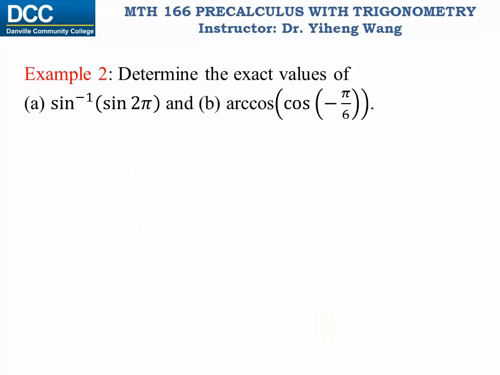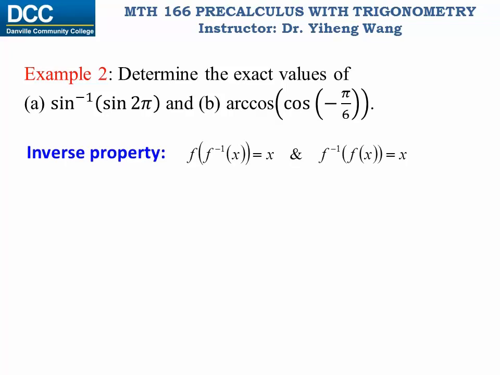Let's look at this example to determine the exact values of these two expressions. If we pay attention to these two expressions, because of their format, we might be tempted to apply the inverse property directly and get 2 pi and negative 6 pi directly as answers. However, don't forget, the inverse trigonometric functions are defined specially. Therefore, we shouldn't jump into applying the inverse property.